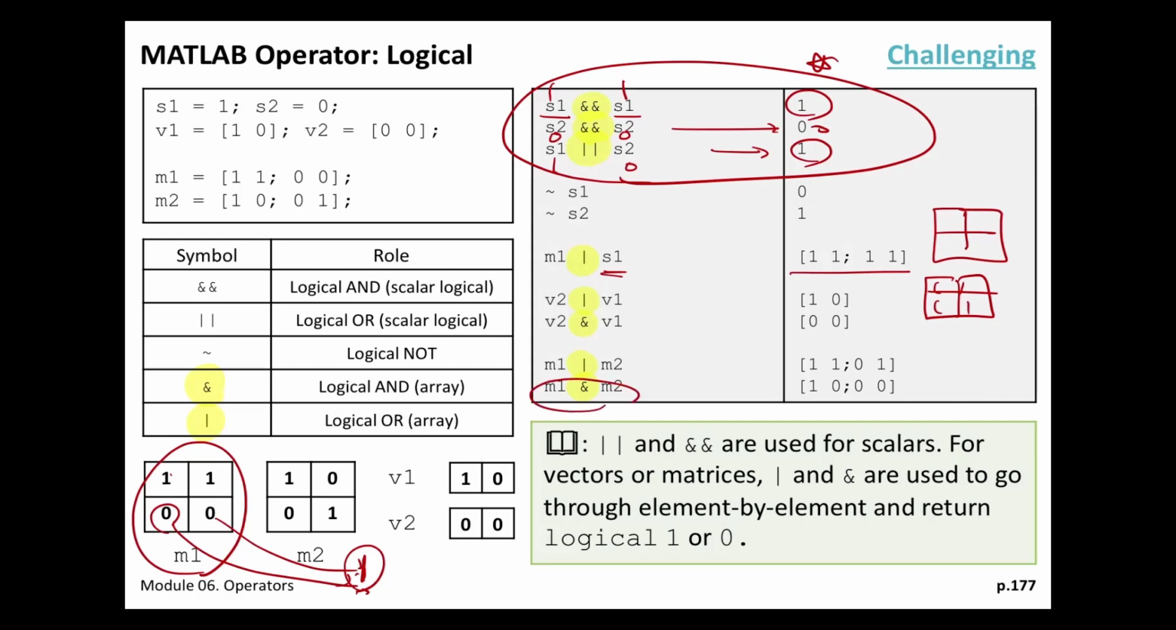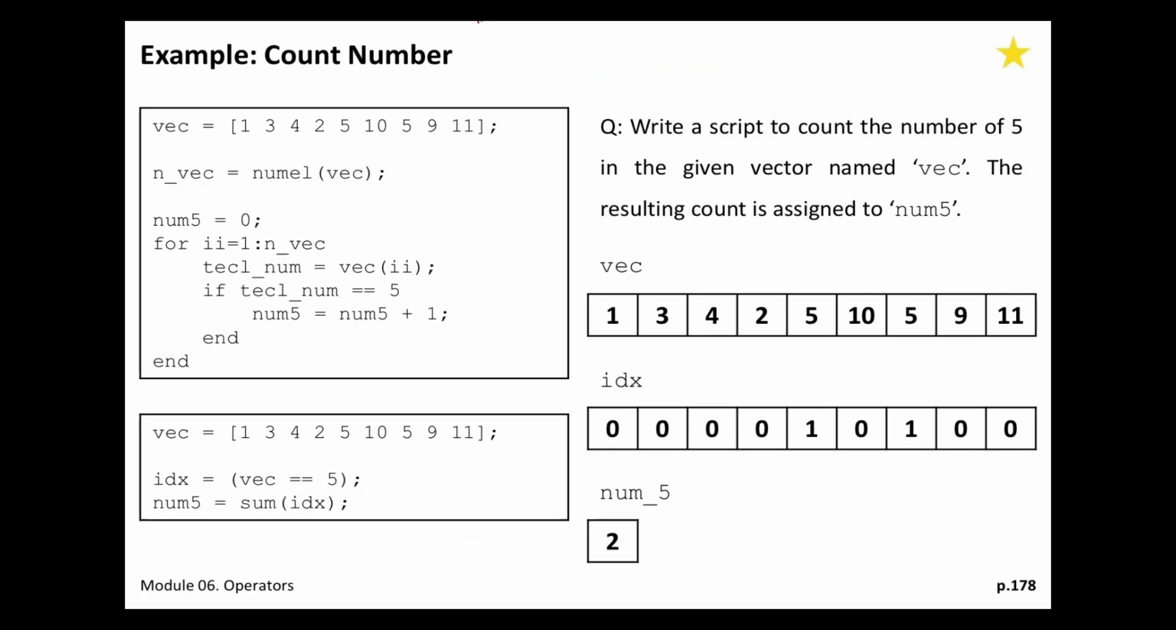Right? What about this one? M1 and M2. The element will be 1 when both elements are 1. Otherwise, 0. So that's why you get this. Makes sense?